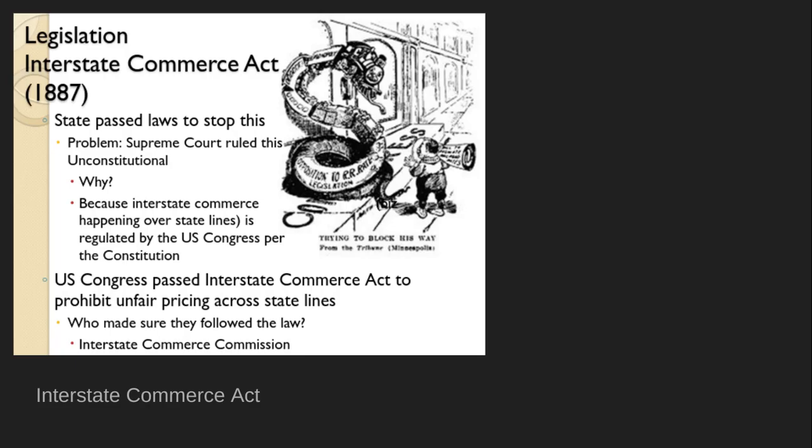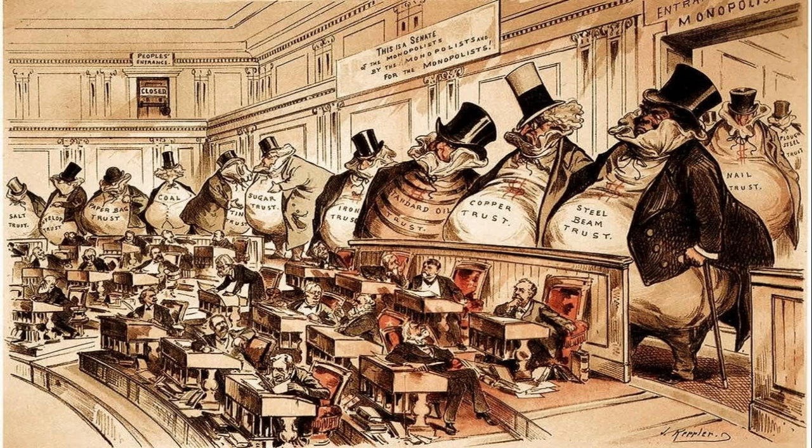So the next year, when Congress passes the Interstate Commerce Act, this is a way to have the Congress oversee, or well, I guess really an Interstate Commerce Commission created by Congress and the federal government to oversee the railroads, to oversee the growth of the railroads and the many impacts that it has on people across the country. But according to this political cartoon and many others, Congress is very corrupt.